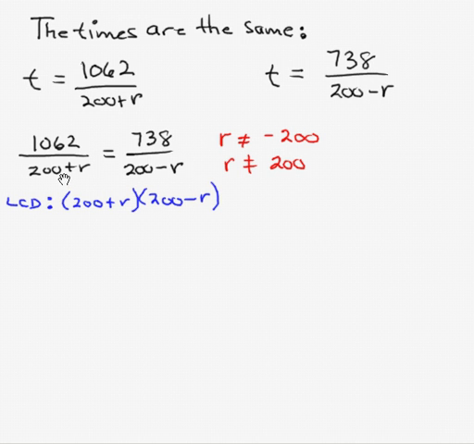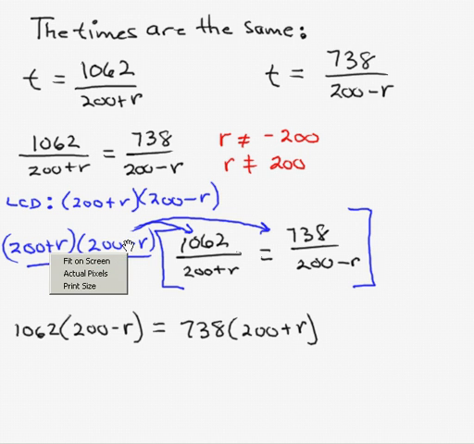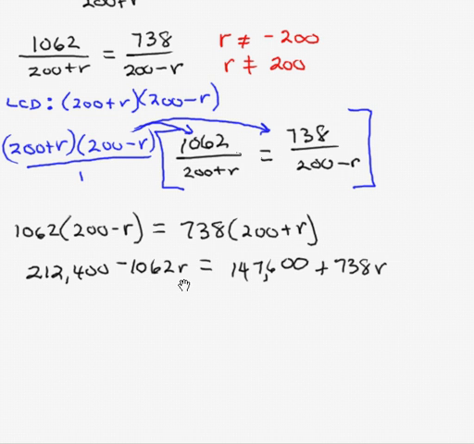The LCD is the 200 plus r times the 200 minus r. So we're going to multiply the entire equation by that. The 200 plus r cancels out, leaving me with the 200 minus r times 1,062. And on the right side, the 200 minus r's divide out, leaving me with the 738 distributed to 200 plus r. Let's do the distributing. So that's 212,400 minus 1,062r equals 147,600 plus 738r.